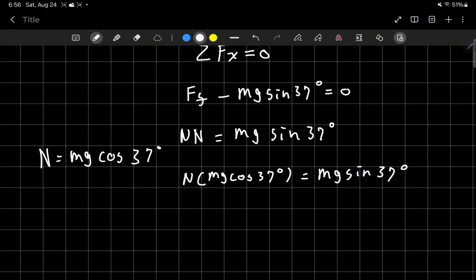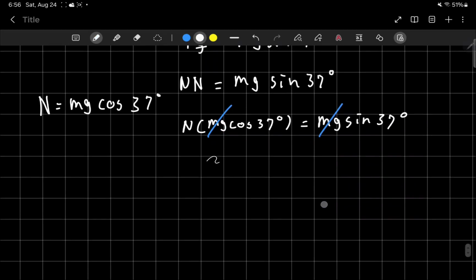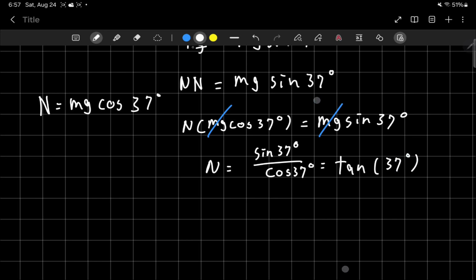Now it's going to look really familiar. You'll probably get an idea of where we're going with this. So we can solve for our mu here. We can just cancel out mg and solve for mu: sine 37 over cosine 37. And you'll look at this and see, wow, that's super familiar. Sine over cosine. What is that? That is actually just tangent 37 degrees. And that is our key formula here, tangent 37 degrees.